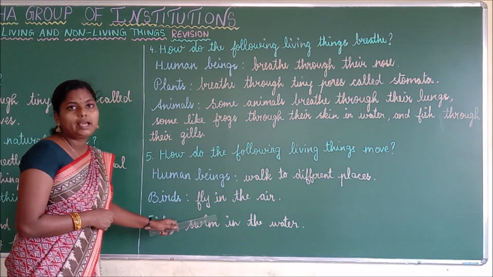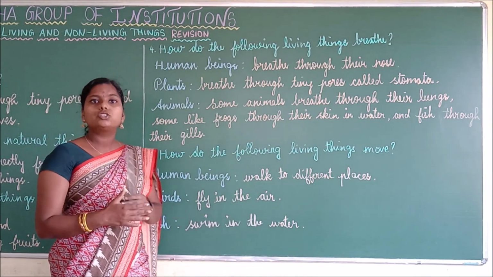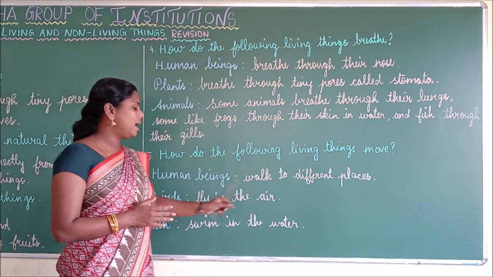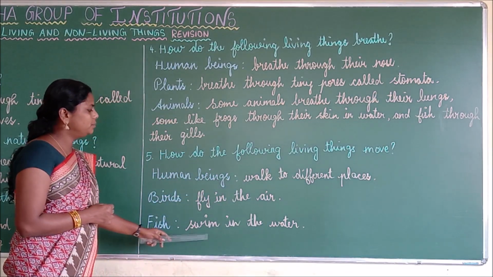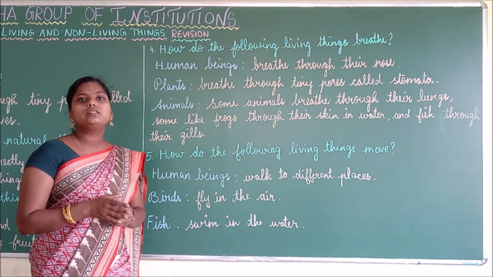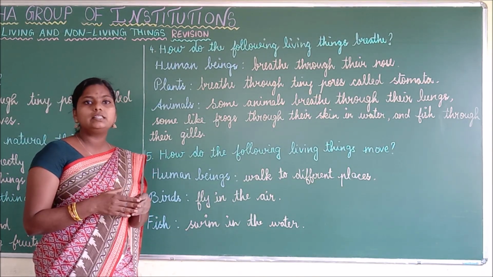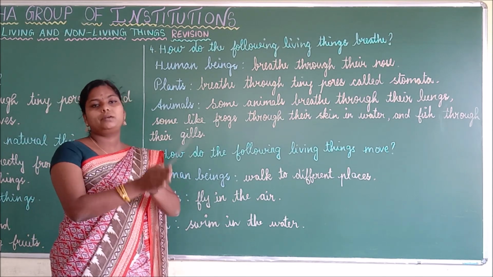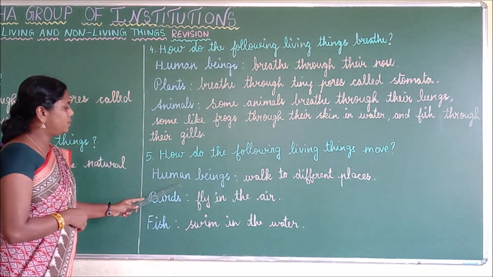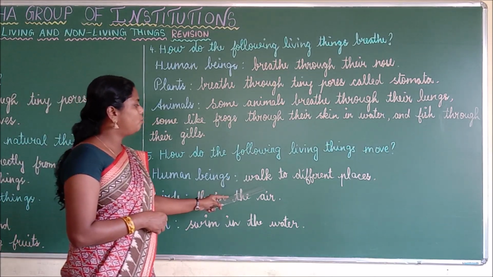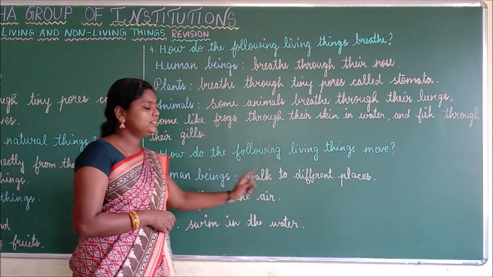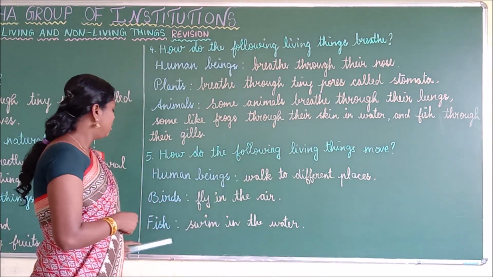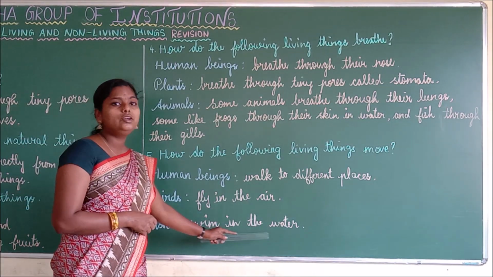Birds will fly in the air. So they will also move from one place to another by flying in the air. Fish swim in the water. So fishes will swim using their wings and gills and their tails. They will move in the water from one place to another. First one, human beings walk to different places. Birds fly in the air. Fish swim in the water.